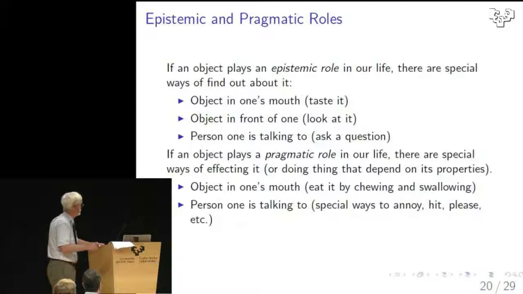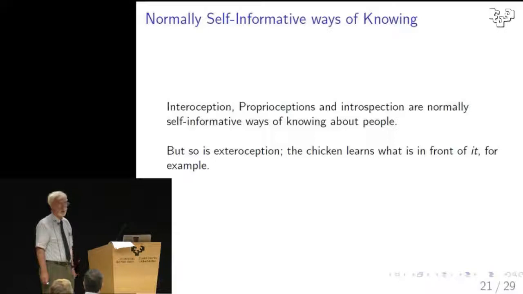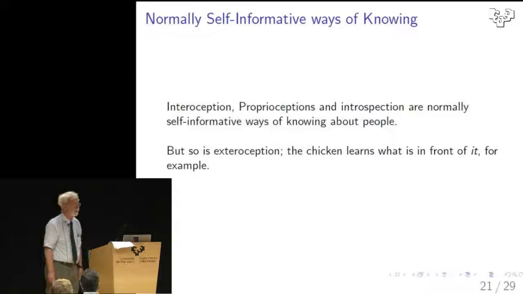And we all have normally self-informative ways of knowing, those things I said, interoception, proprioception, and certain kinds of exteroception. For example, if I look at my tie, there's a way of seeing your own tie. It's not a way of seeing someone else's tie. I can't see anyone else's tie because I'm the only one here wearing a tie. So that's not very helpful for my example. But at any rate, we will return to the issue of ties.